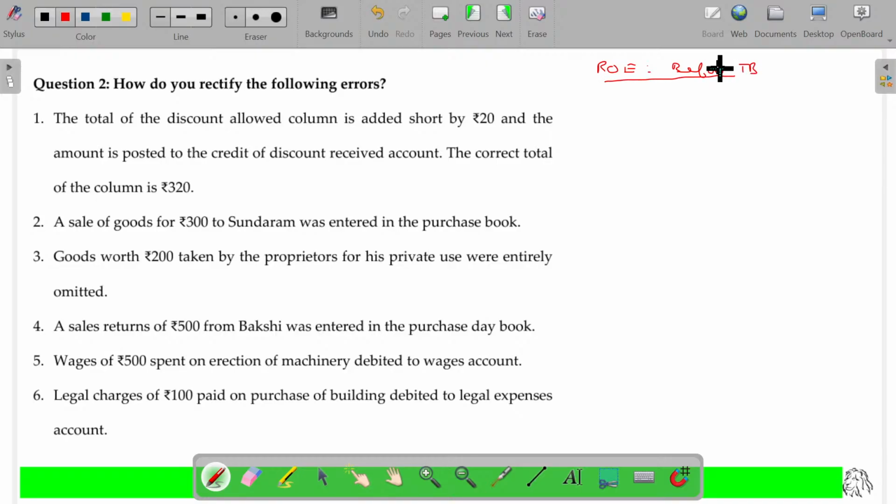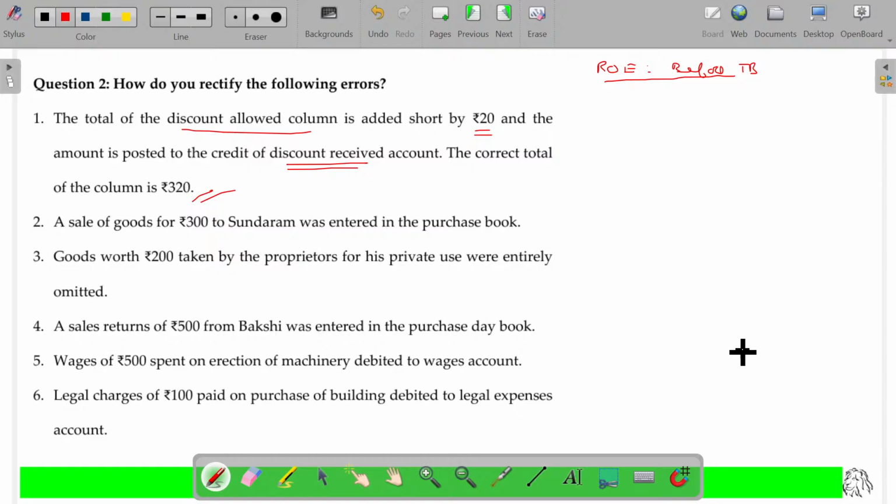The total of discount allowed column is added short by 20 and then the amount posted to the credit of discount received account. The correct total of the column is 320. How to rectify this? Come on, tell me.